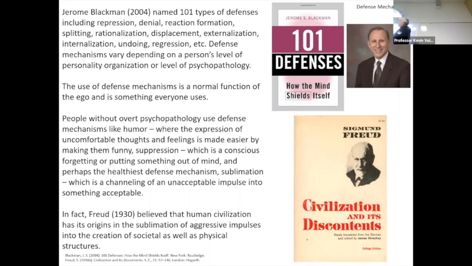So again, I'm assuming everybody here is at a neurotic personality organization level, by which I mean people without overt psychopathology. We use defense mechanisms like humor, where the expression of uncomfortable thoughts and feelings is made easier by making it funny. The whole comedian thing is based on this. That's what comedians are very good at doing. Suppression is a conscious forgetting or putting something out of mind, like my keys. And perhaps a healthy defense mechanism, sublimation, which is channeling our unacceptable impulses into something acceptable.